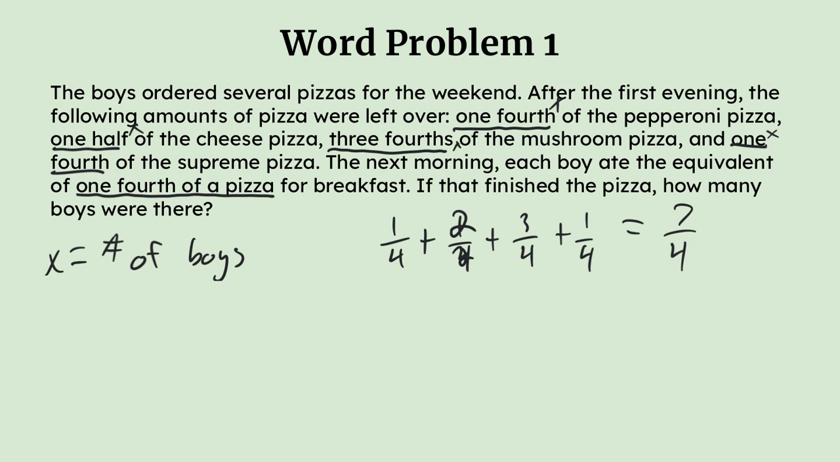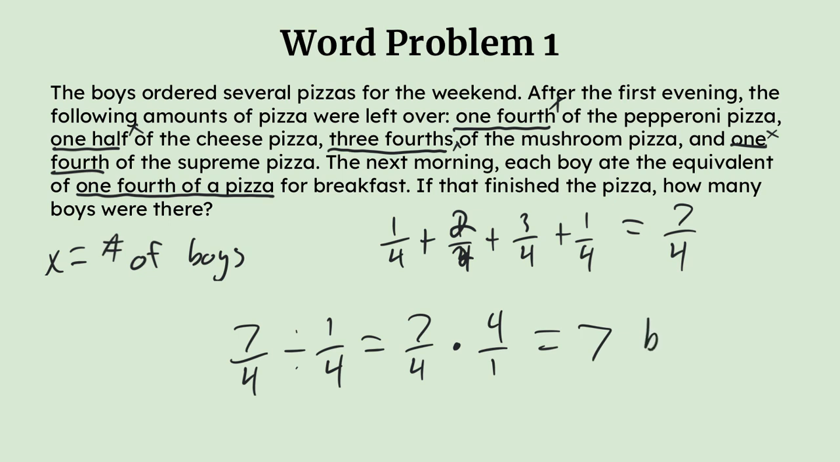Are we good so far? So the next morning, each boy ate, or basically each boy got 1/4. So you would divide that by 1/4, which would be 7/4 times 4 over 1, which would get you 7 boys. Okay? We good?